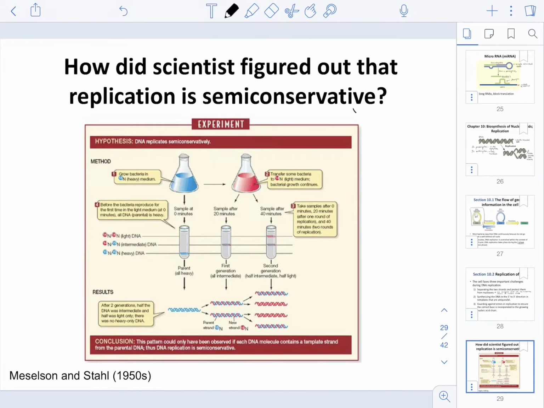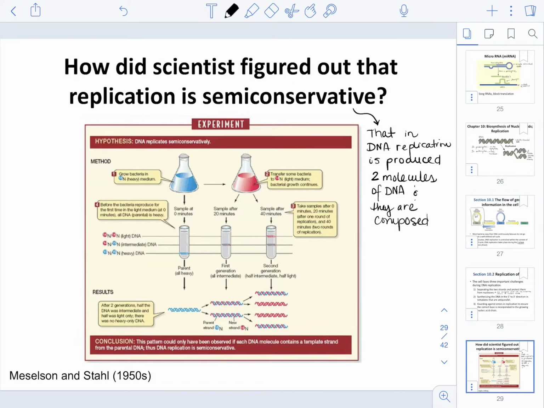So semiconservative suggests that in DNA replication, there are produced two molecules of DNA, and they are formed or composed of a parental strand plus a new strand. And let's see how they came to this conclusion.